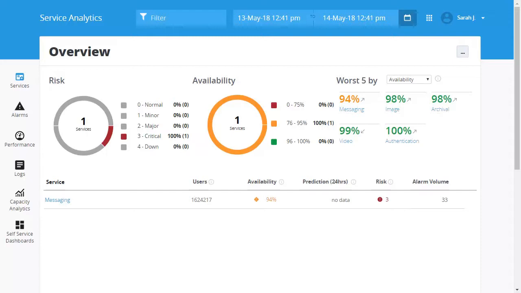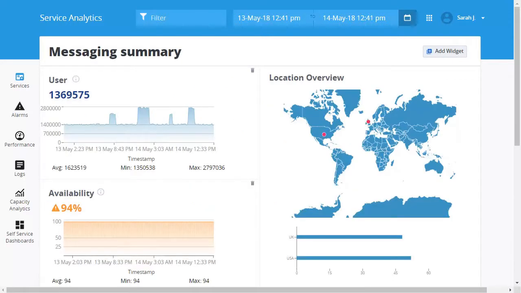Sarah clicks the messaging service from the overview page to be redirected to the messaging summary page. She can see that though the availability isn't red, it is still a risk that could possibly impact the users. She also notes that there are spikes in the user counts. Sarah sees there is traffic from the United States and the United Kingdom on the location overview.